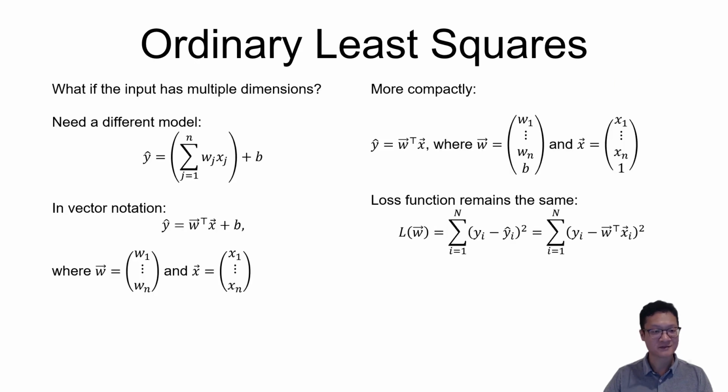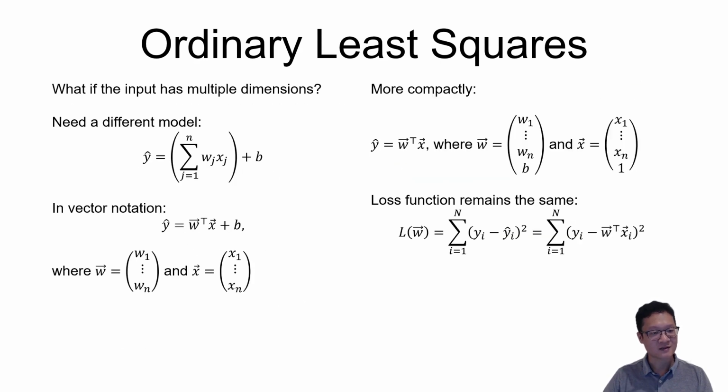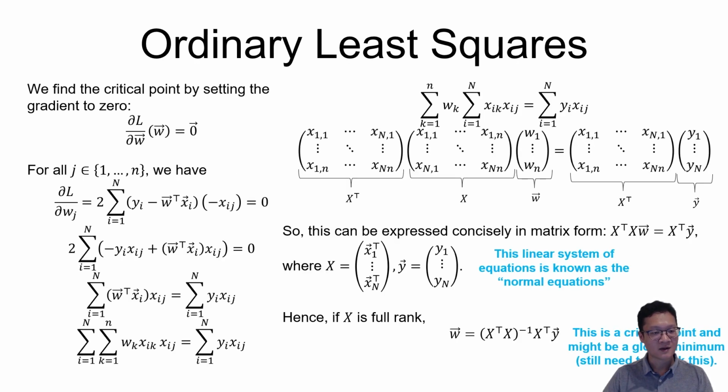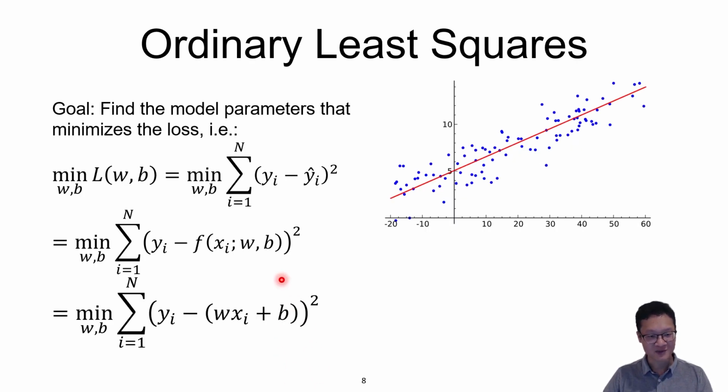So how do we do this? Okay, so let's see. Maybe we can... Actually, let's talk a little bit more generally. What we wrote on the previous slide is basically assuming that the input is a scalar and the output is a scalar. So this is a very simplified case.